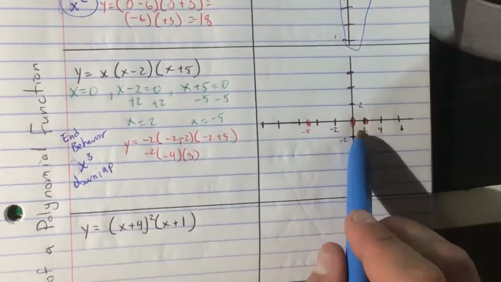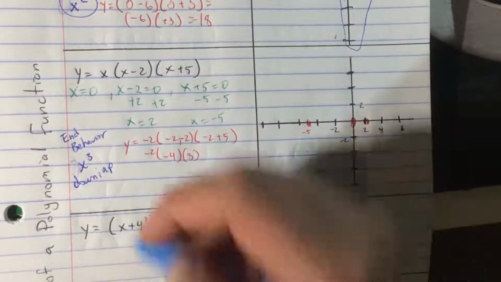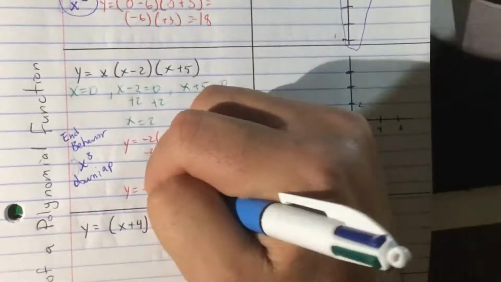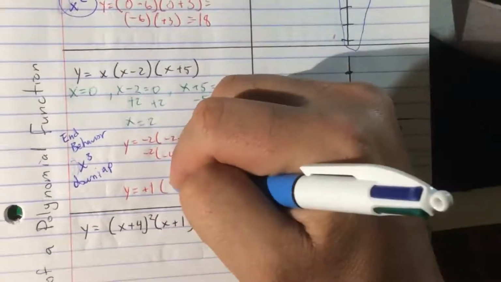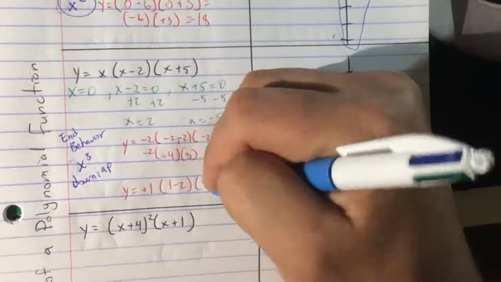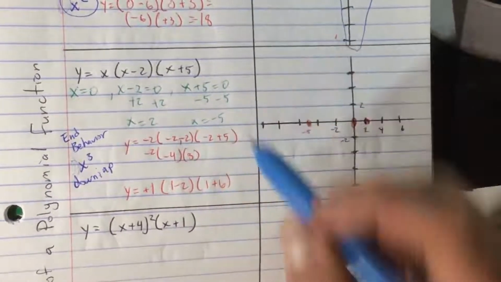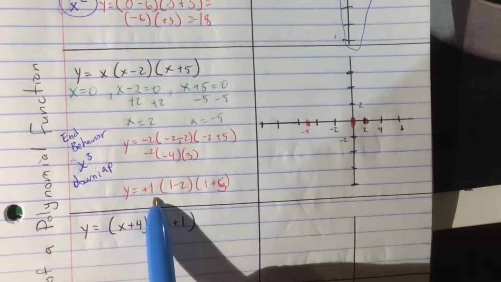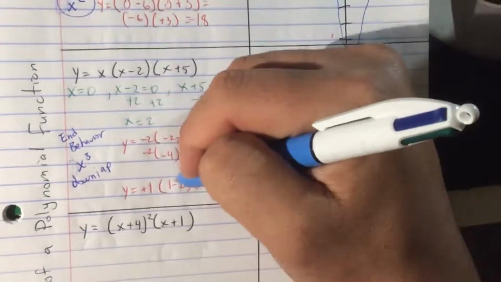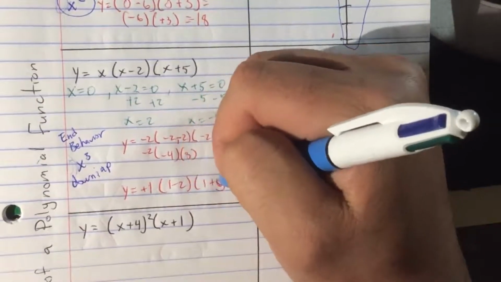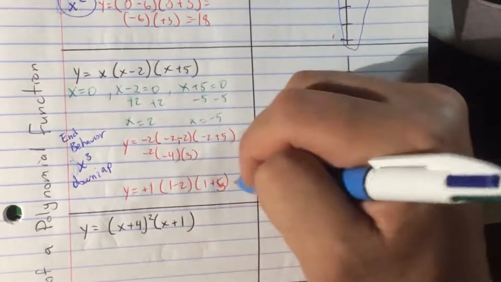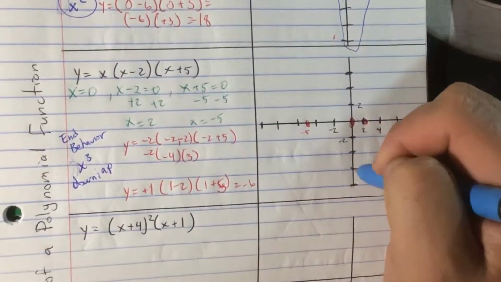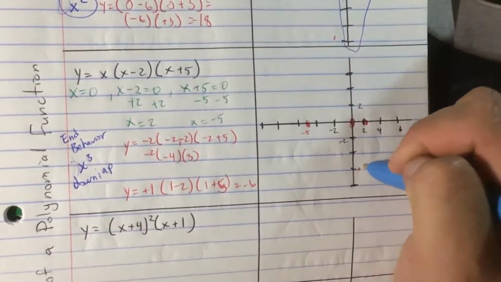And then we're going to test our 1 that's in between these two here. So again, we have y is equal to positive 1 times (1 minus 2) times (1 plus 5). That would be equal to 1 times negative 1, which is negative 1, times 6, which would equal negative 6. So that would be the point (1, negative 6), which is about right there.